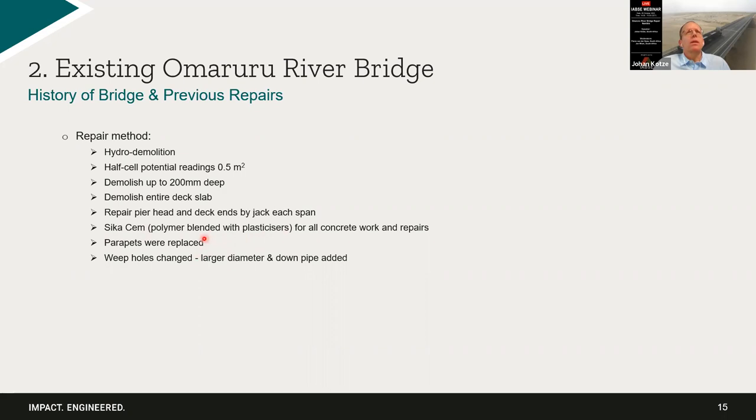They replaced all the parapets at that stage, and then the weep holes. So they added the downpipes, and they also made it's actually the drainage holes. They increased the size, and they added downpipe to extend it to below the deck soffit.